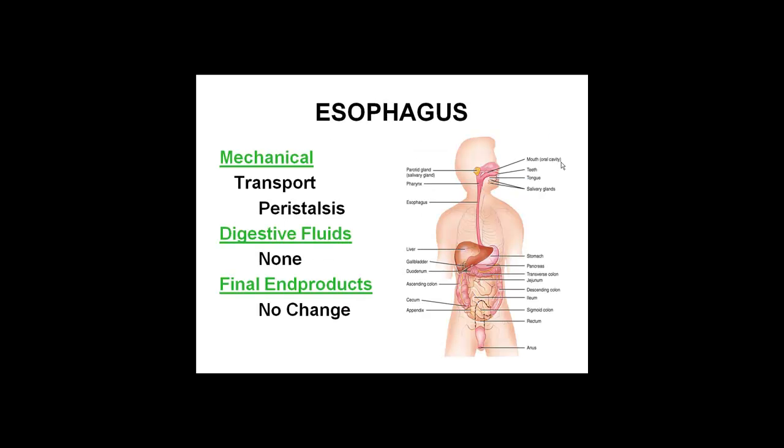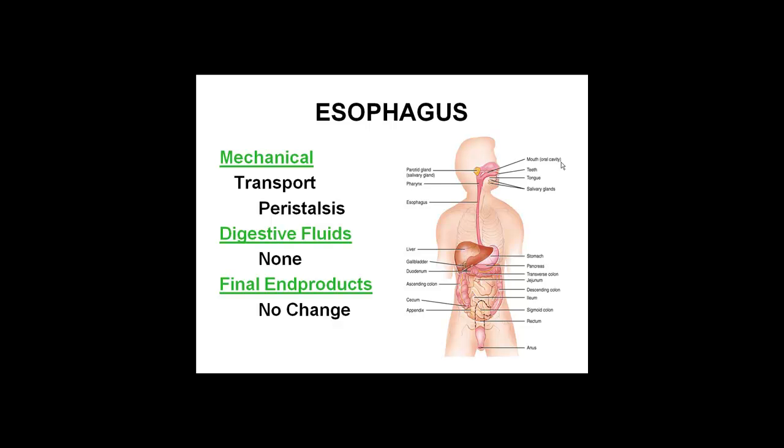Okay, so the next step is to go to the esophagus, and the esophagus is going to transport foods down through it. It's going to actually push the food down the esophagus through a process called peristalsis. There are no digestive fluids secreted in the esophagus. The final end products are not going to really change.